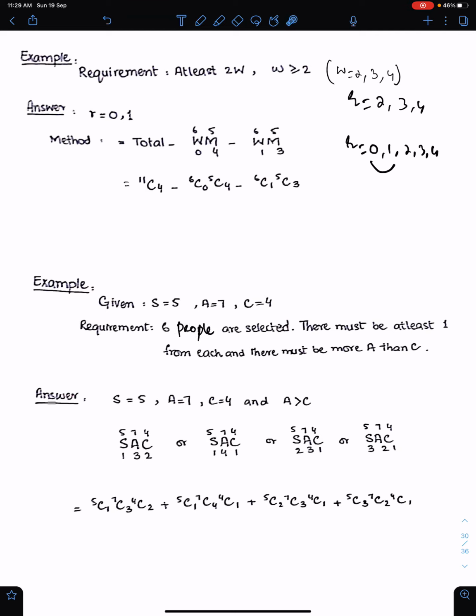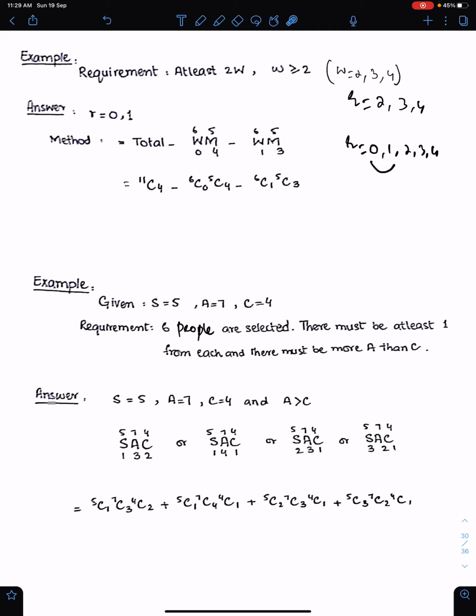Since I have categorized this as students, adults, and children, this should be people. 6 people are selected, and the condition is there must be at least one from each, and there must be more A than C, more adults than children. So there are two restrictions. Number one, at least one from each, and number two, A greater than C.